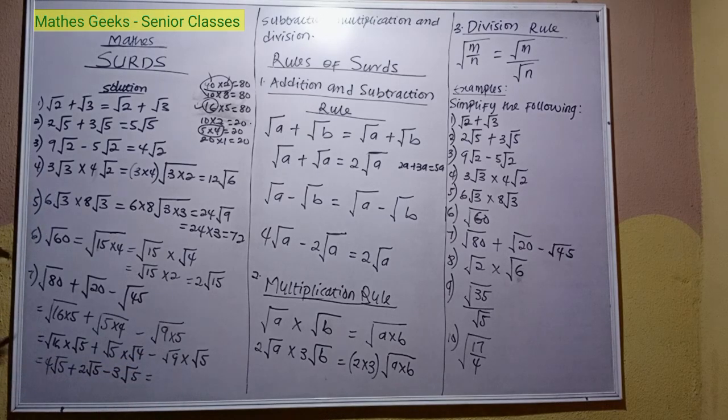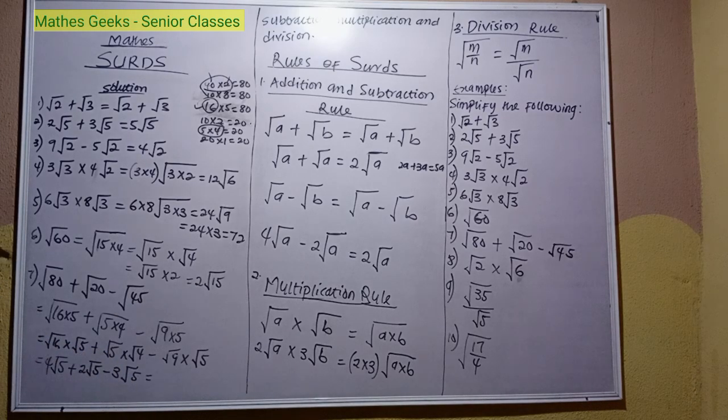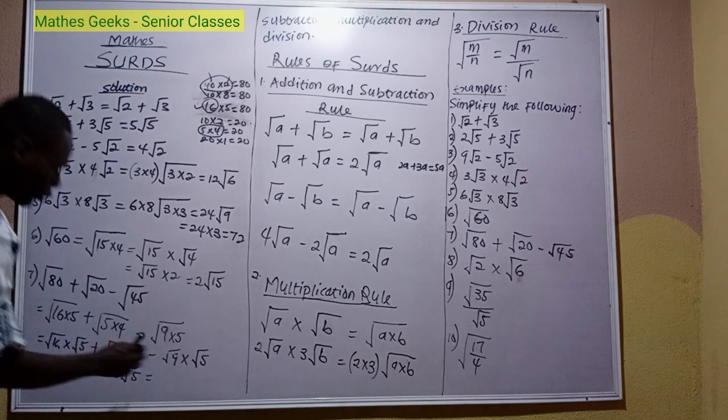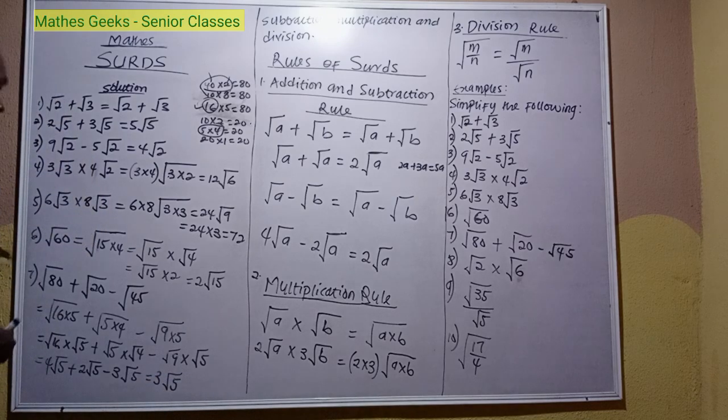Since we have like roots, all the roots are the same, root 5, root 5, root 5, we can carry out the operation of addition and subtraction. So 4 root 5 plus 2 root 5 will give us 6 root 5, since 4 plus 2 is 6. 6 root 5 minus 3 root 5 will give us 3 root 5.